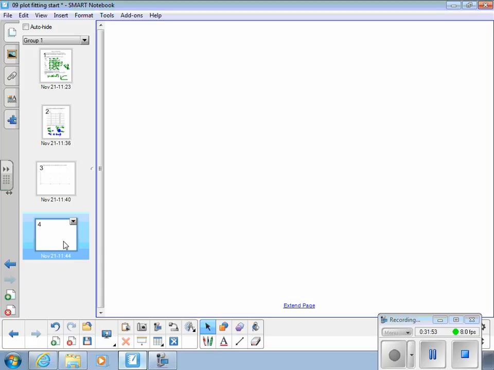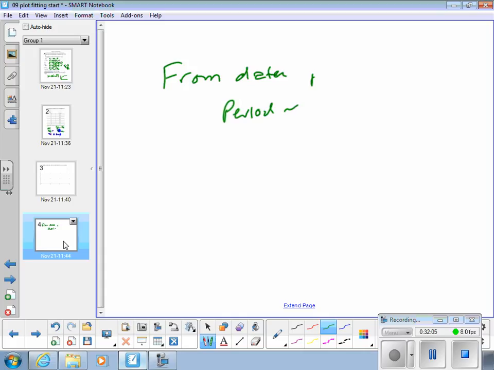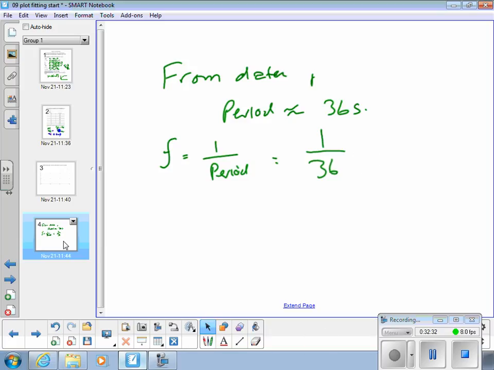Period from data. Period is approximately equal to, yeah, frequency is one over the period. That's about 1/36, roughly a third of a minute. Okay.